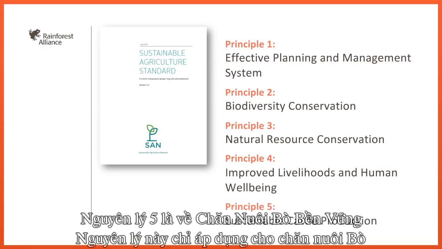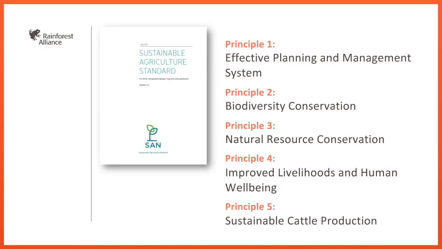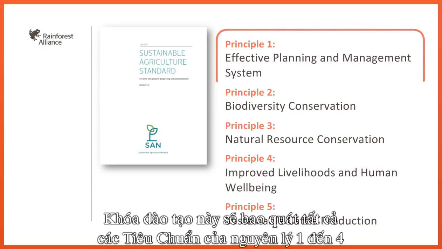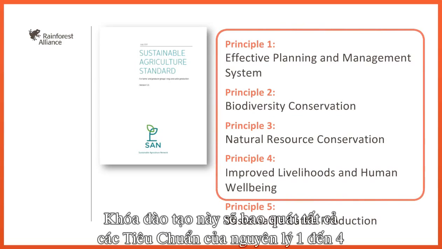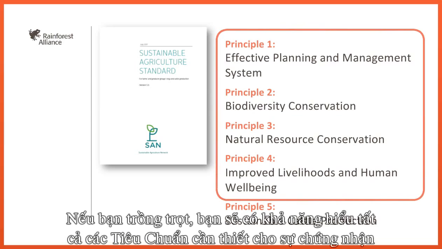Principle 5 is about sustainable cattle production, and this principle is applicable only for cattle certification. This training course will cover all the criteria of Principle 1 to Principle 4. If you are producing a crop, you will be able to understand all the criteria that are necessary for certification.